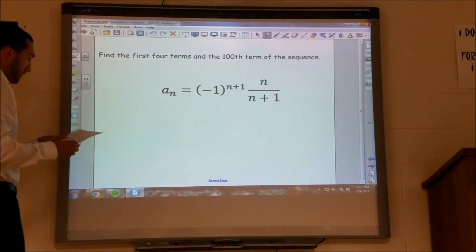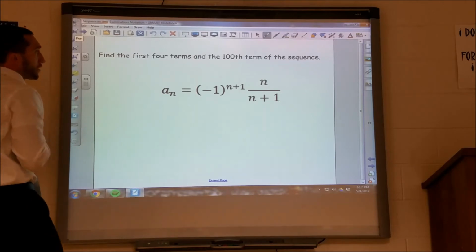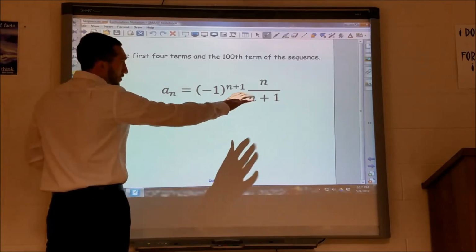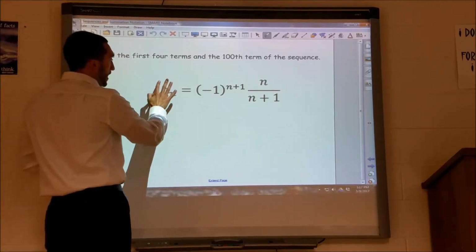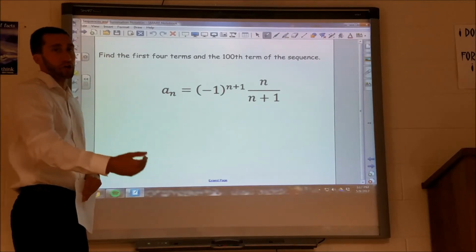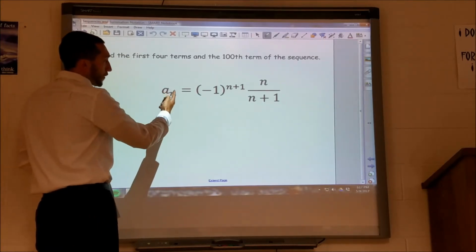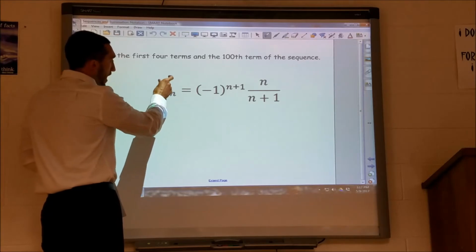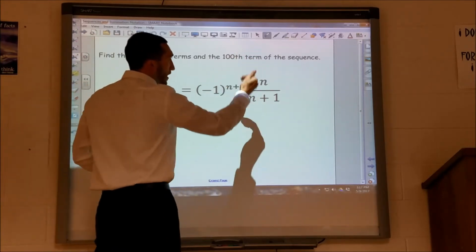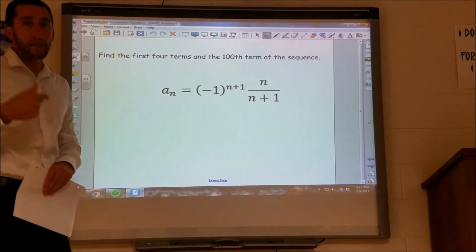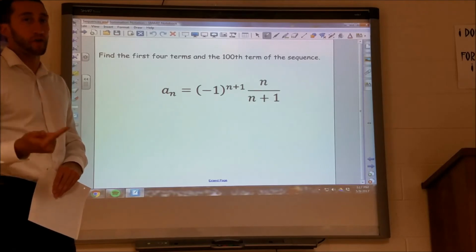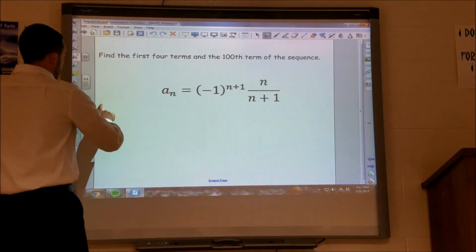So first we'll start off finding the first four terms. So this was the given sequence. Obviously a sub n means what term we are currently on. So if we're looking for the first term, for instance, a sub 1, we'll plug a 1 in wherever we see an n, and that'll give us a sub 1, the first term. So that's where we're going to start.